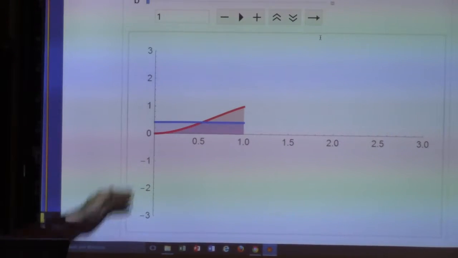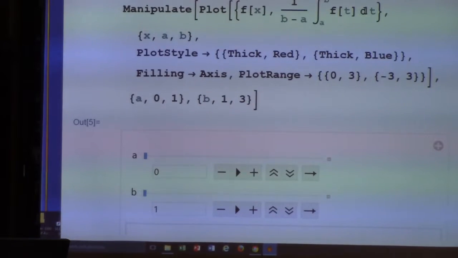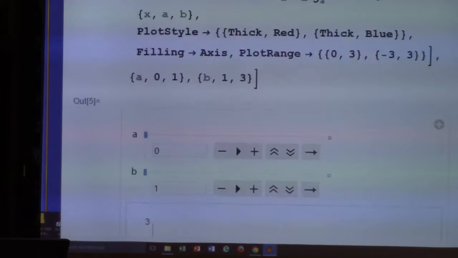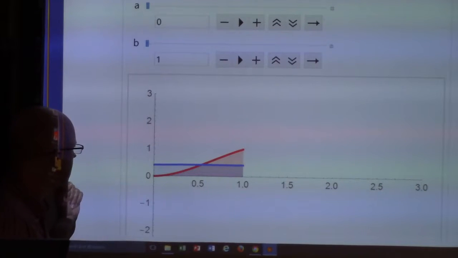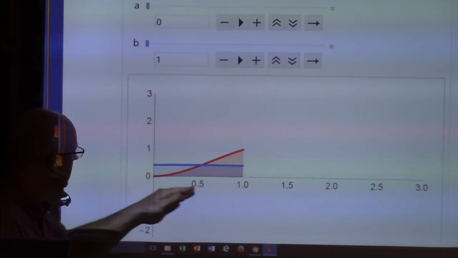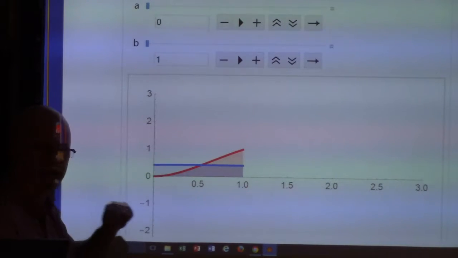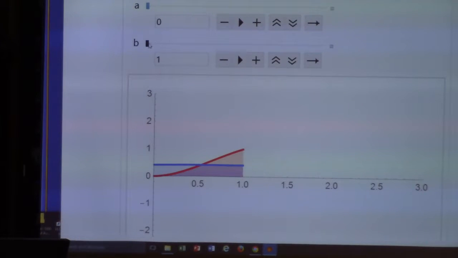So down here, the red graph is the graph of the function, which happens to be 2x squared minus x cubed, over the interval from 0 to 1. The blue graph is a rectangle whose height is the average value. The area of this rectangle, base times height, is the same as the area under the graph. If I change a and b, for example, increase b, the graph continues up there, so the average value's got to keep going up to make the areas the same.